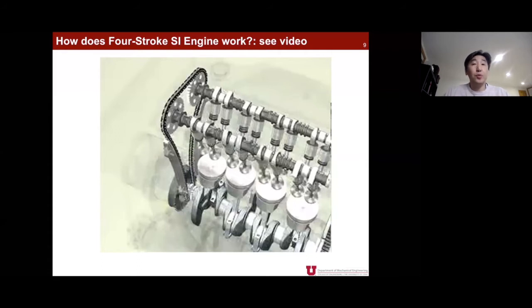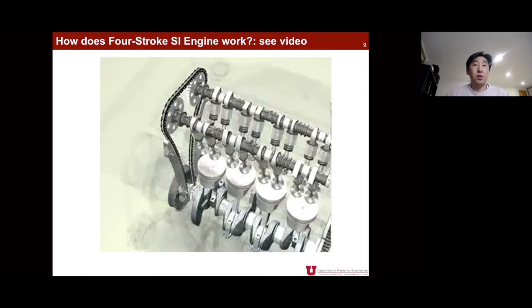I hope you remember how the stroke is defined in the SI engine. Stroke means the movement of the piston, either from BDC to TDC, or from TDC to BDC. That is what we call a stroke.